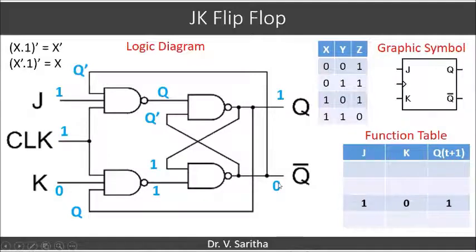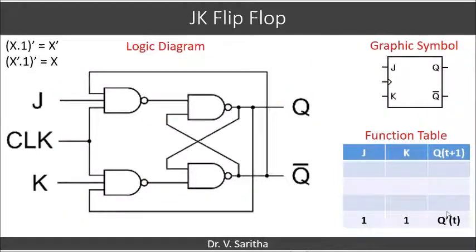1 dot 1 is 0. Q is 1 and Q bar is 0. So when J is 1 and K is 0, Q of t plus 1 is 1. Now final case, that is J and K as 1. Substitute all J, K and clock as 1. Give the feedback Q bar and Q.